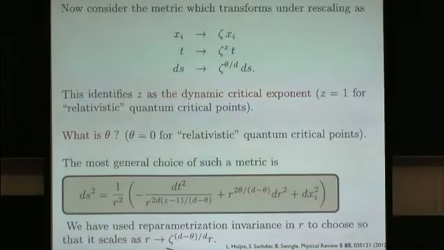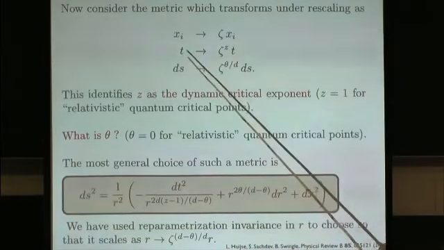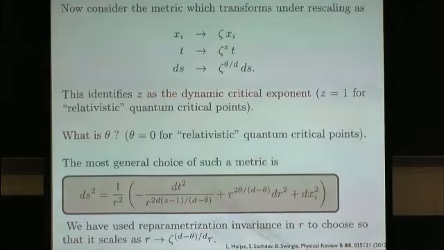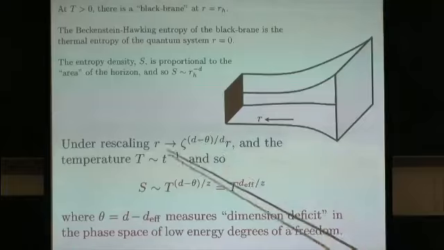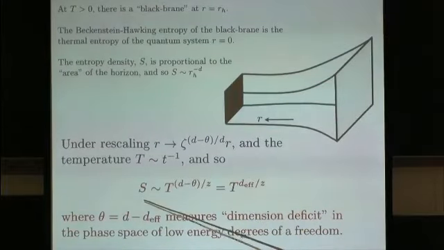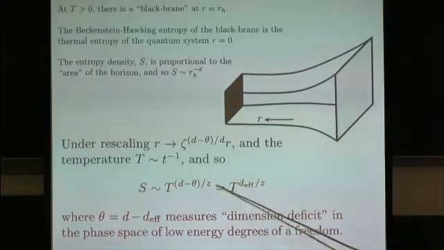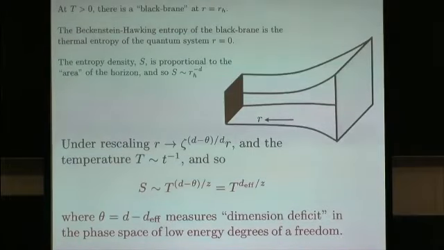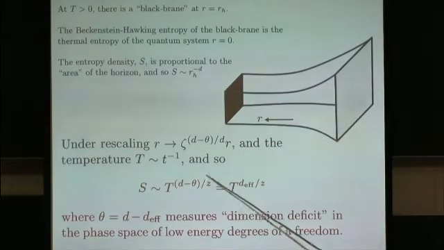Now we just put it together. We know how r scales, we know how time scales, and we know that time is an inverse temperature. So you just do all those scaling laws. Put it all together, you find the entropy is T to the (d minus theta) over z. So that's the key result here. So you see what theta is. Theta is the dimension deficit.